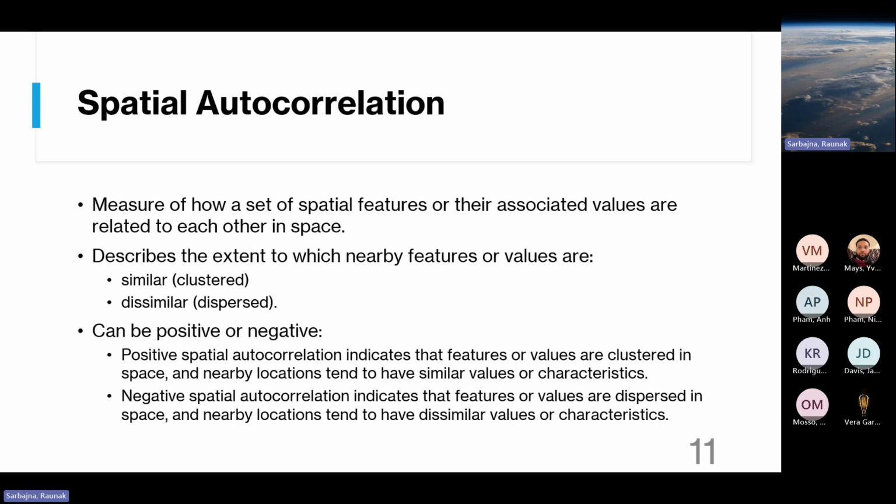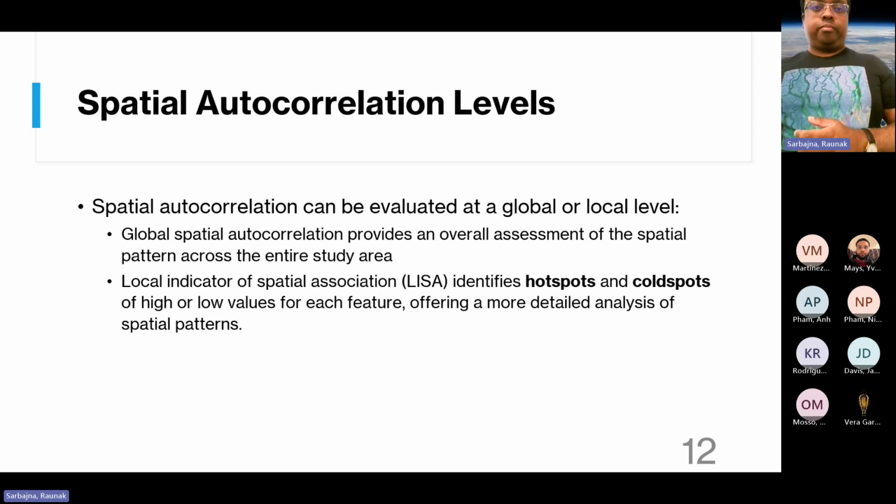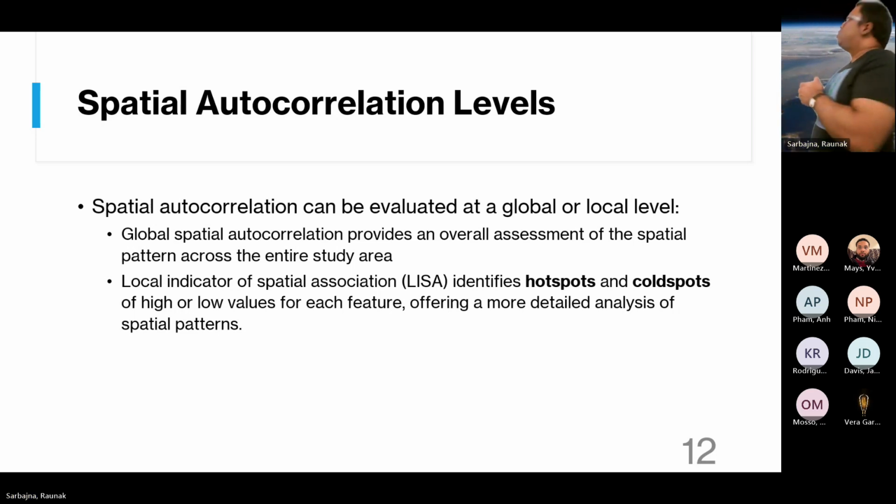And so what spatial correlation measures is the extent to which features, like in your case, can be cities, are similar or dissimilar. So whether they're close together or whether they're disparate. Positive and negative autocorrelation means the same thing as normal correlation. Correlation can be measured as local or as global.